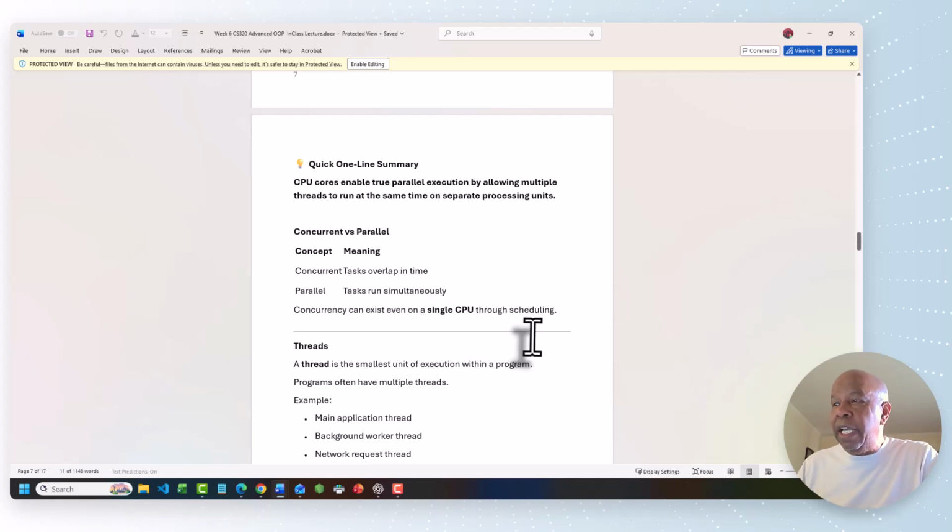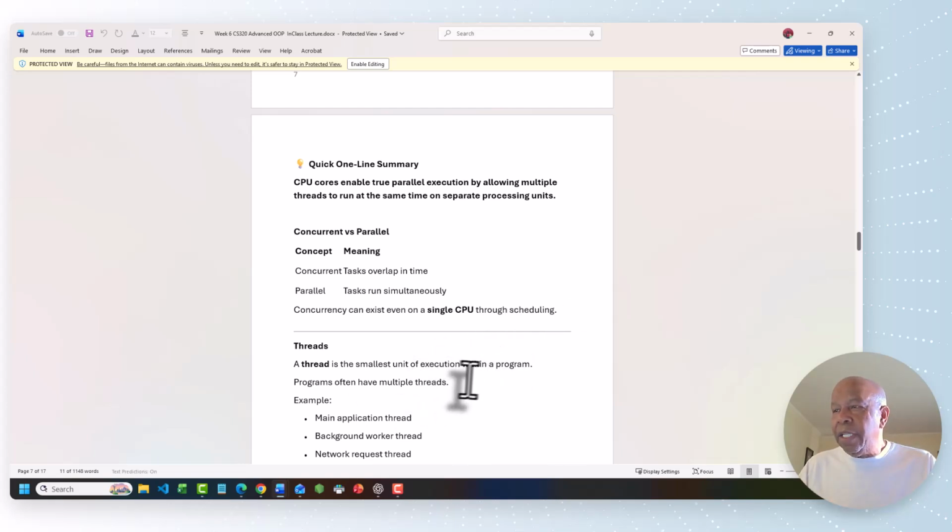Concurrency can exist even on a single CPU through scheduling. Say I schedule task one, and it runs for 20 seconds. The next thing I schedule is task five. So I can schedule the tasks that are running in a certain time period, which is the concurrency that I'm using here.